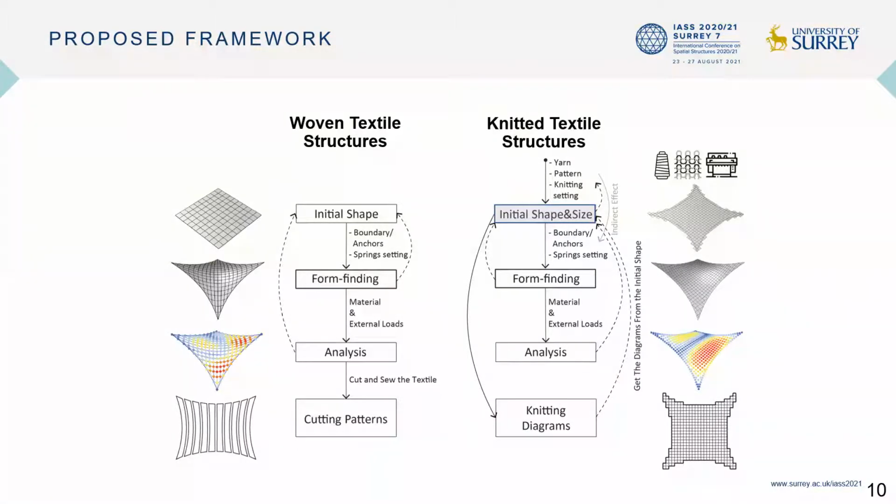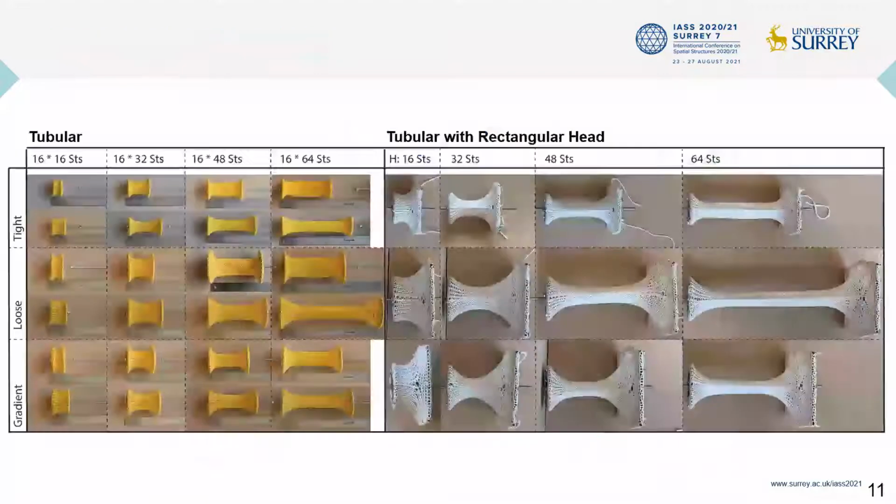Then in the form finding process, the boundary conditions and the length and strength of the meshes will be manipulated based on the characteristics of the material. If satisfied with the form, then the model will be analyzed. Finally, the knitting diagrams will be generated not from the analyzed model, but the initial shape. The framework was developed by making different needed models.